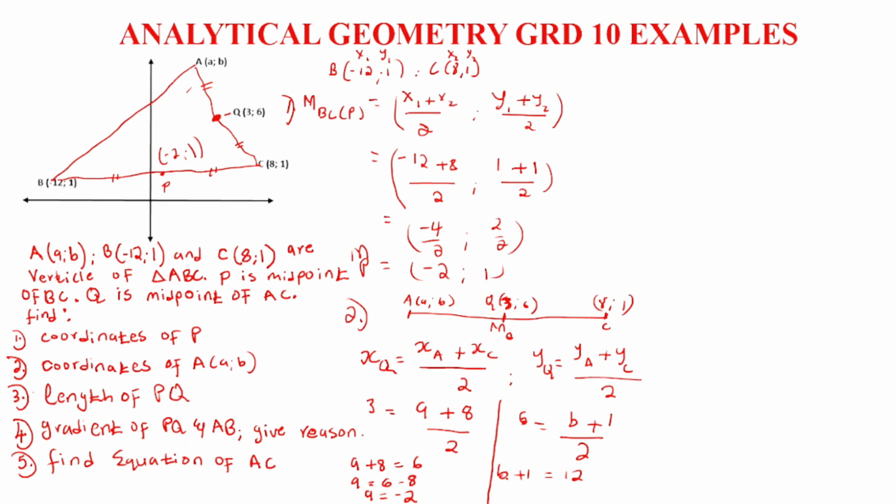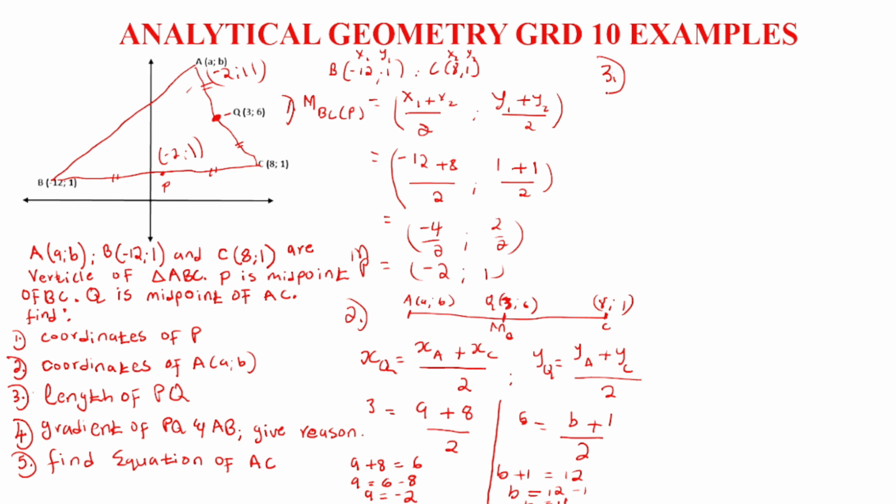Then we take 1 to the other side, so b is equal to 12 minus 1, which is given by b is equal to 11. Therefore, we know the coordinates of A now are minus 2, 11. Okay, now let's come to question 3.